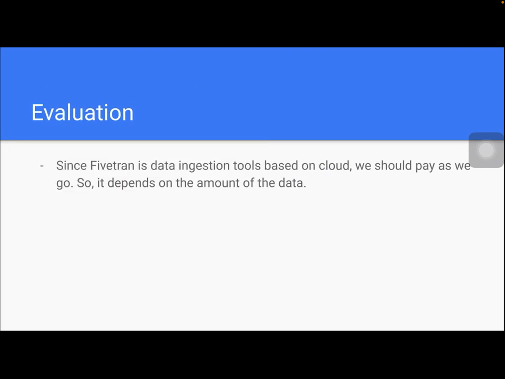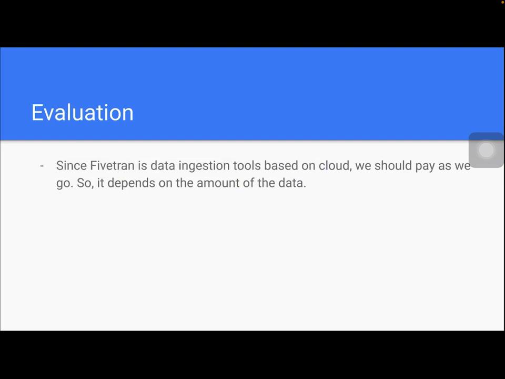So the evaluation. Since Fivetran is a cloud-based data ingestion tool, we pay as we go, so it depends on the amount of data. All the services of the modern data stack are in the cloud, not on premise, because it makes things easy for all people. But we know that the data of district governments is local, on premises. So it's okay. We can still use Fivetran and combine it into the data warehouse. The data warehouse can be on-premise. Like in my research here, the data warehouse is on-premise, not in the cloud.